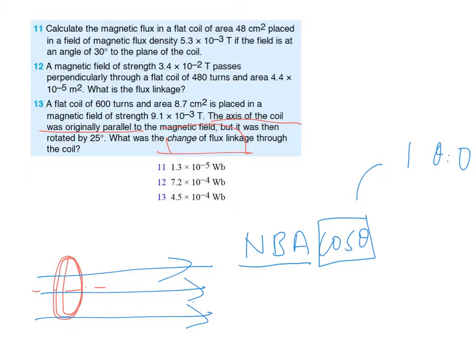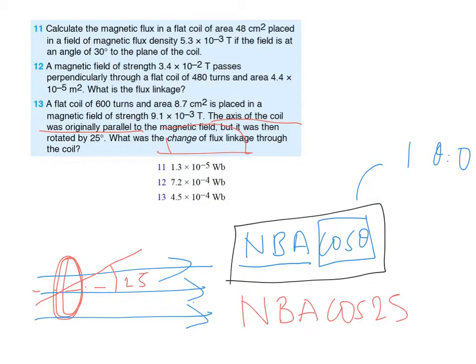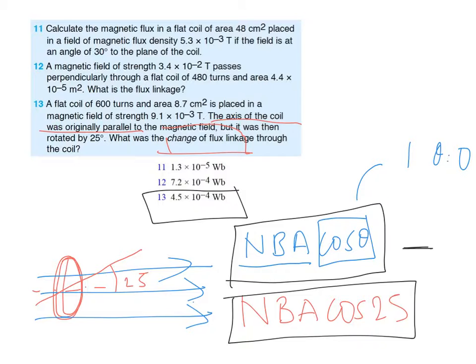Now, when you move the coil to an angle of 25 degrees, then you need to work out your new flux linkage, NBA cosine 25. Your actual answer would be this minus this, which will give you your answer, 4.5 times 10 to the minus 4.